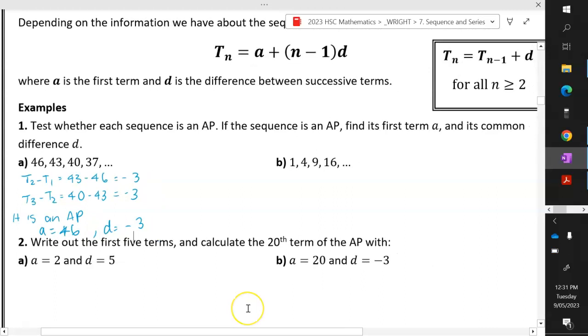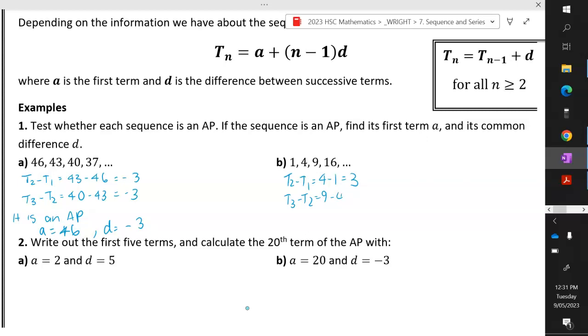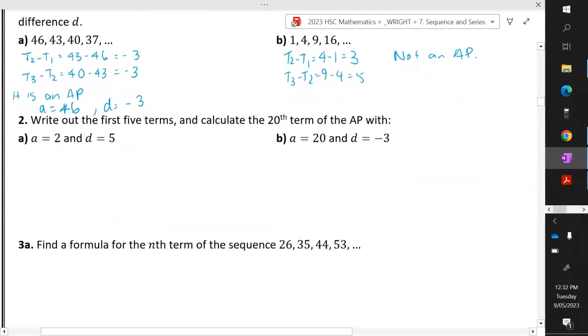So let's test the next one to see if it is an AP. So we're going to go term 2 minus term 1, which is 4 minus 1, which is 3. Then let's go term 3 minus term 2, which is 9 minus 4, which is 5. There is no consistency in there. This is not an AP. And it's as easy as that on a simple sequence to test whether or not it's an AP or not. Okay, let's have a look at the next one.